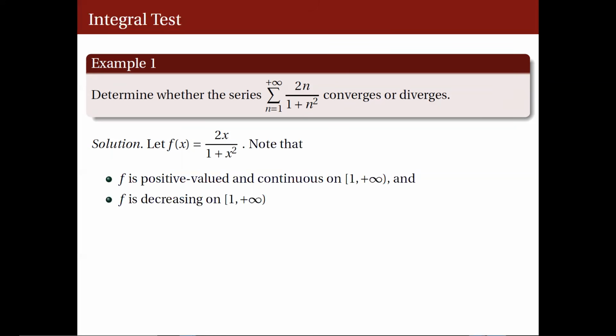Kailangan din natin i-check na f is decreasing on the interval 1 to infinity. Para mapakita ito, kukunin muna natin ang derivative ni f. As an exercise, you can show that f prime of x is equal to 2 times 1 minus x squared all over 1 plus x squared quantity squared. Note that the denominator of f prime is greater than 0 for any real value of x.